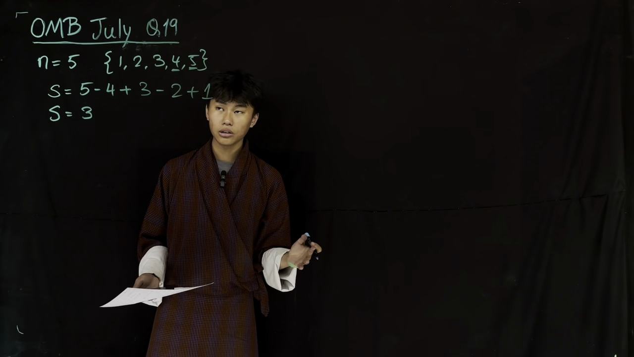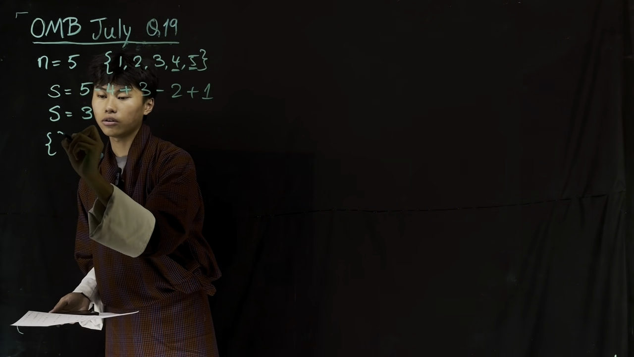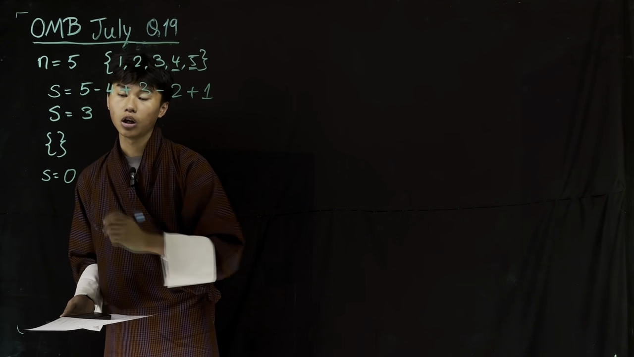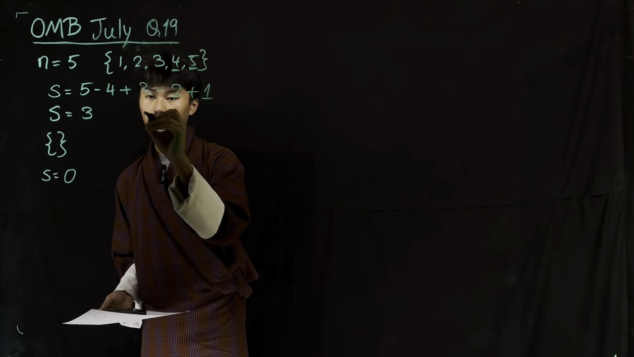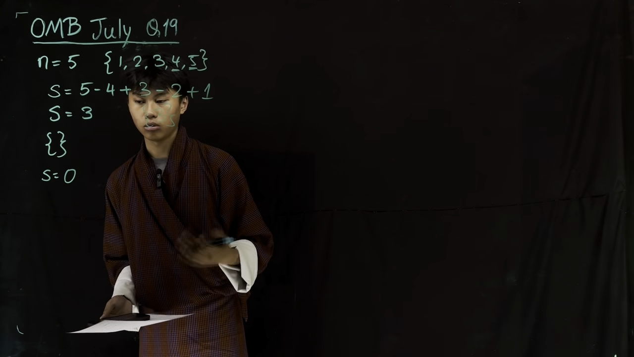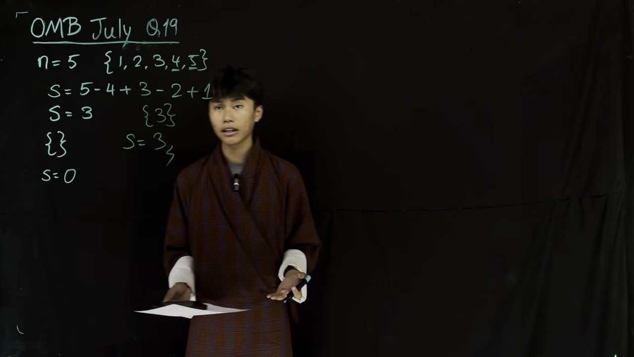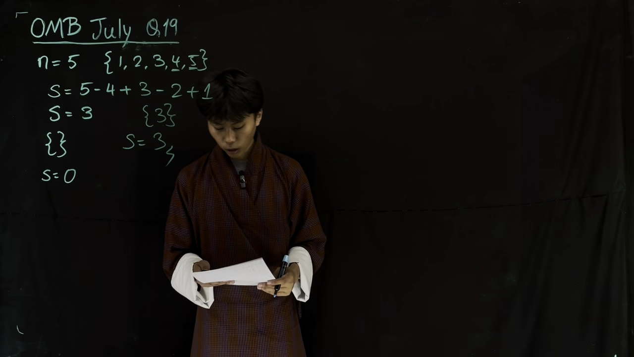Let's look at other types of sets. What about empty sets? If you have an empty set, your alternating sum will simply be 0 because there are no elements in this set. What if you have a singleton set, a set containing only 3? Your alternating sum will just be 3 in that case. So that's what alternating sums are. I hope you got that.